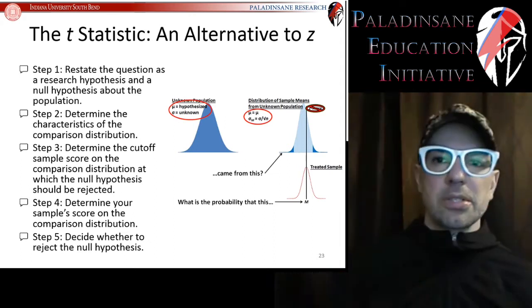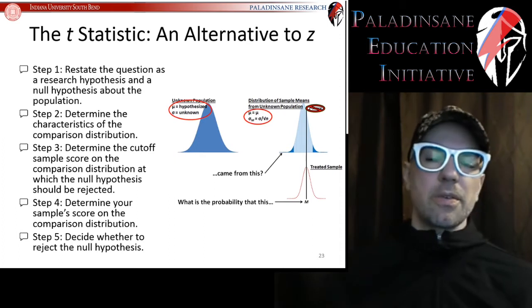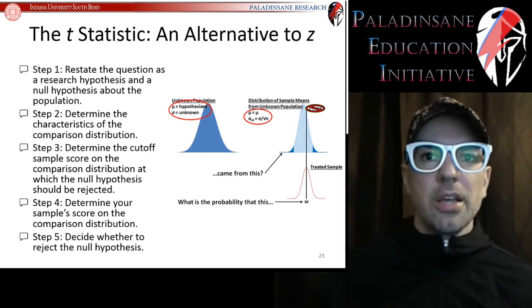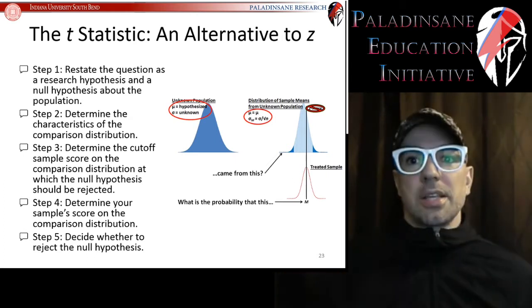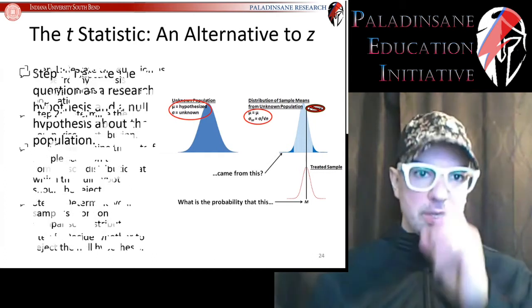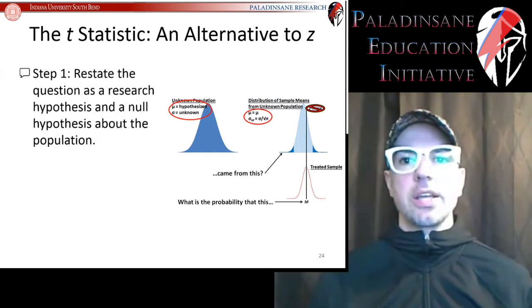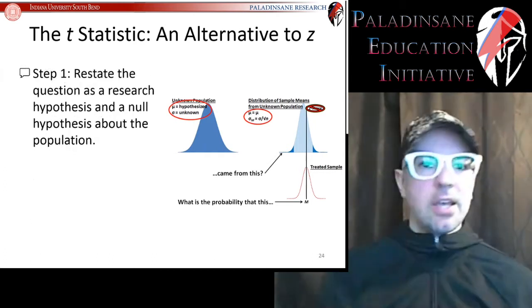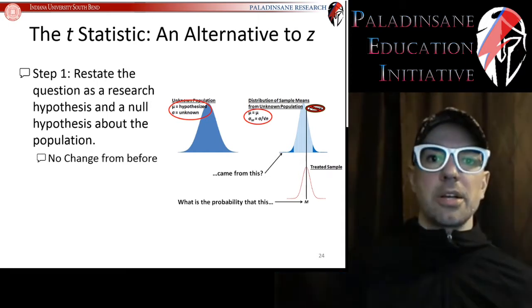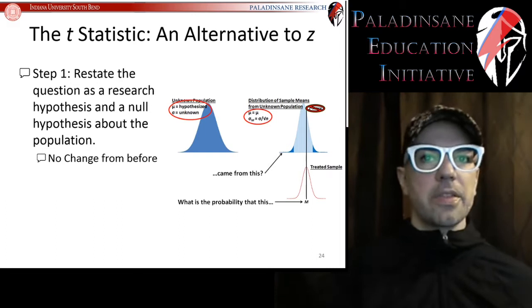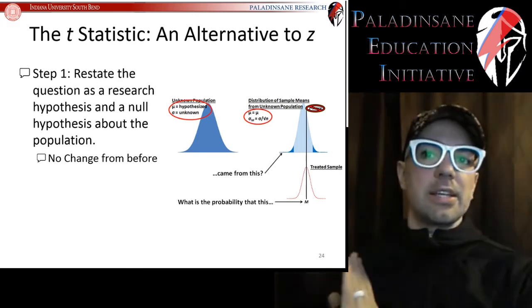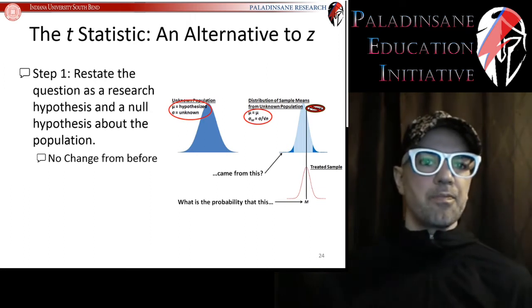So those 5 steps are still the 5 steps that we use for hypothesis testing, and they are still the 5 steps that we're going to use for the t-statistic hypothesis test that we're going to do right now. Step number 1, restating the question as a research hypothesis and a null hypothesis about the population. This absolutely does not change from before. All the skills that we learned about how to formulate a null hypothesis and research hypothesis stay exactly the same. Keep doing what you were doing.